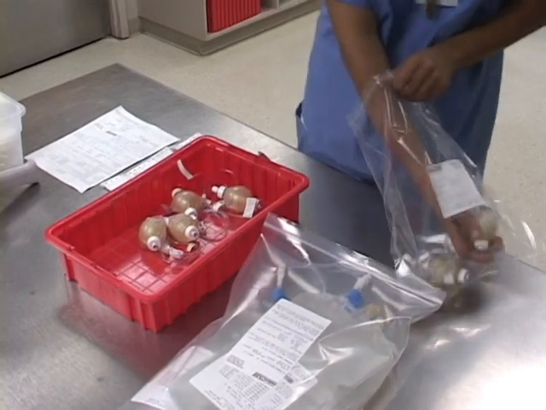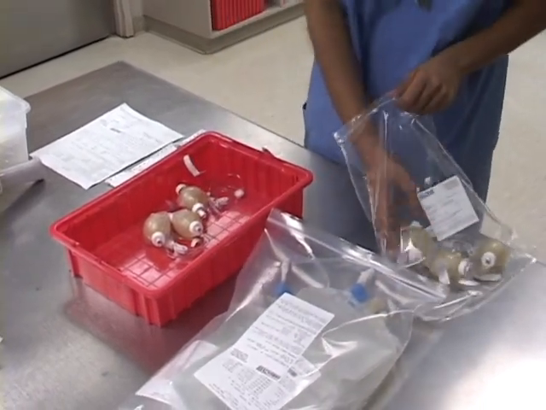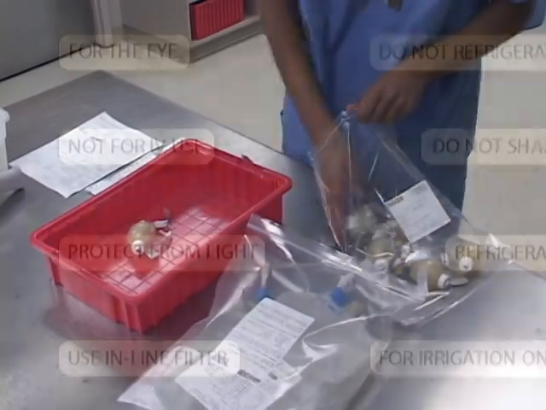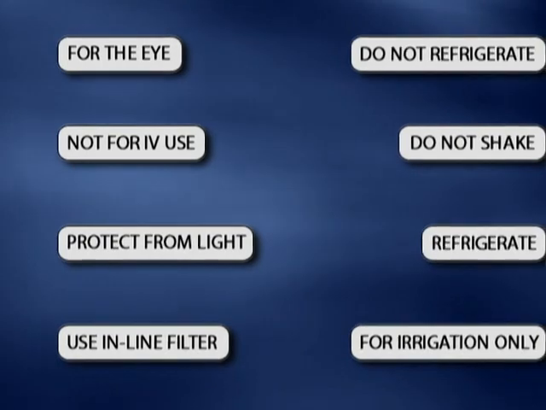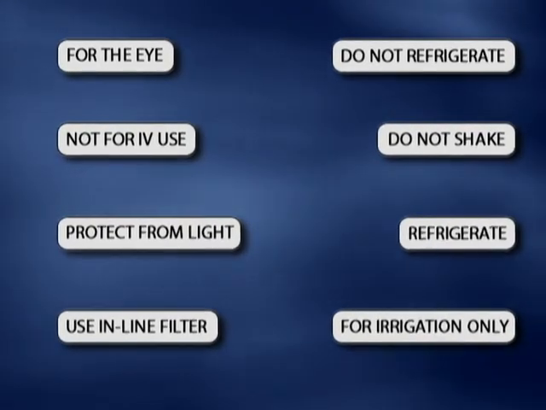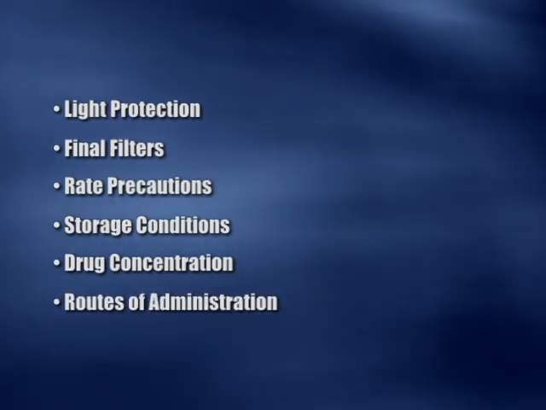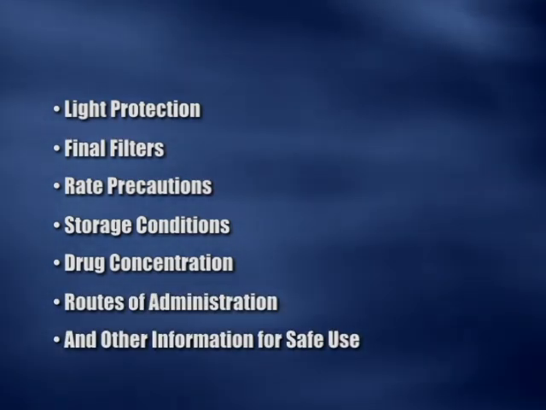Auxiliary labels also can help staff follow the manufacturer's recommendations and/or the pharmacy's guidelines for storage of all medications prior to distribution. The same auxiliary labels should be used each time a particular sterile preparation is dispensed. Otherwise, users may question the importance or validity of the information. Auxiliary labels are often used for information about light protection, final filters, rate precautions, storage conditions, drug concentration, routes of administration, and other information for safe use.